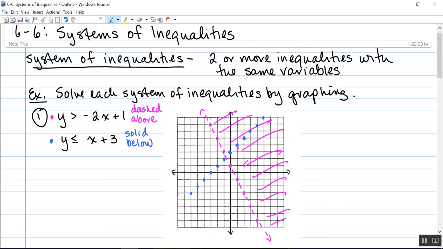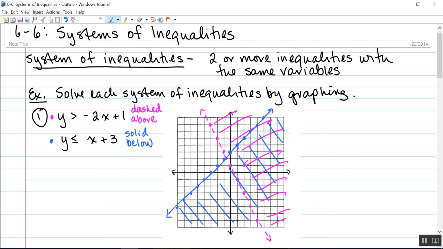Even though I'm making all of these dots, it really is not important the exact point where these two lines intersect each other. I'm just looking for the shaded areas. This is a solid line, so let's connect all those dots. For this one, I'm going to shade below the line. Where is the y-axis? Below the line, and that would be all of this area here.